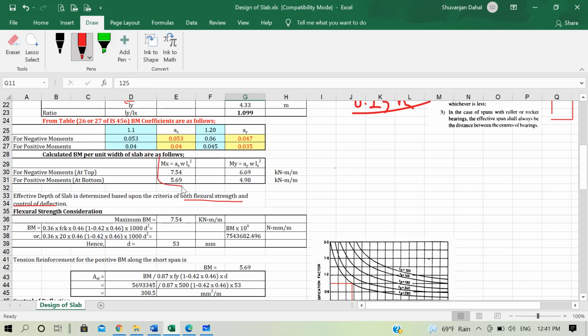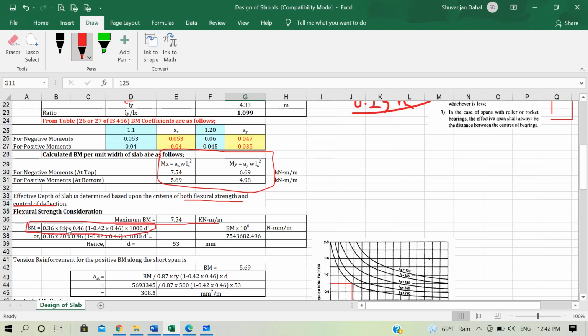We calculated four values of bending moment here, and the largest value is 7.54 kilonewton meter per meter. It is per meter because we are designing for a unit width of slab. So our largest value of moment is 7.54. Use this maximum bending moment of 7.54 kilonewton meter per meter, and we have this formula for bending moment.